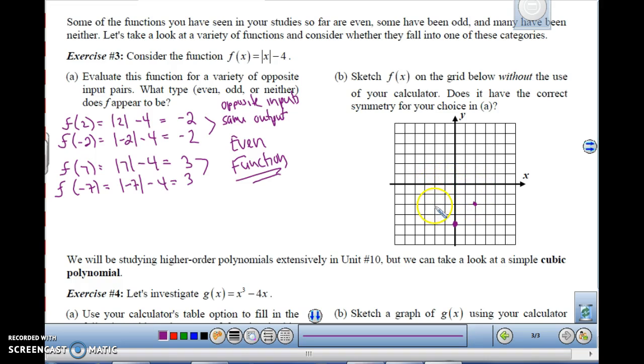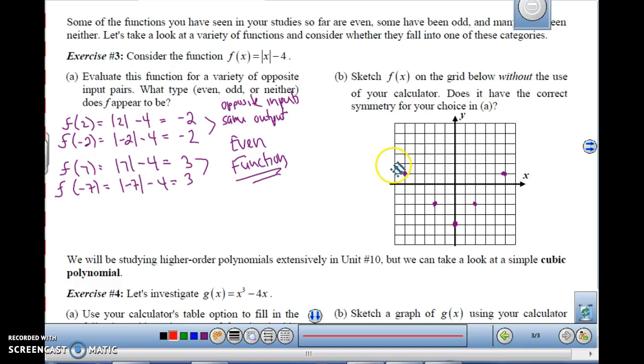And negative 2, negative 2. Okay, then we can plot 7 or 5 or whatever we want to do. If we did 5, for example, it would be 5. This is going to go up like this. 1, 2, 3, 4, 5, 1. And negative 5 is also going to be 1.